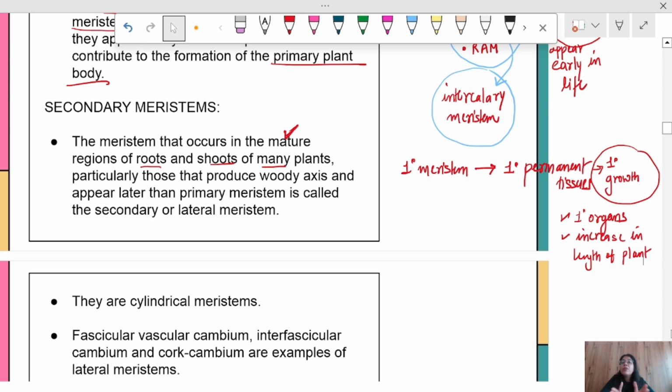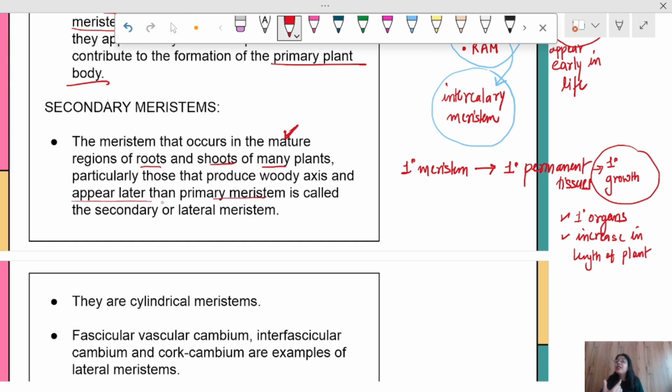And woody plants are which plants? Dicot plants. Monocot plants like grasses, like banana, they don't do any kind of secondary growth, so they don't develop any secondary meristem. That's why it is mentioned that it is the meristem which is present in the mature regions of many plants, not all plants. And what are those many plants? Most of the dicot plants. Understood? Particularly those plants which produce woody axis, right? And these particular meristematic regions appear later than the primary meristem.